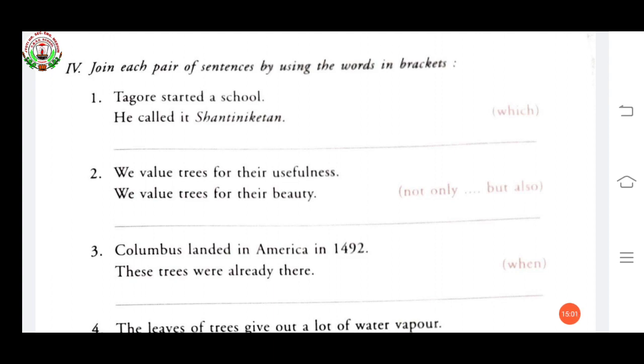Now see the next one. We value trees for their usefulness. We value trees for their beauty. Two things are there. And you have to add "not only but also". See, we value trees not only for their usefulness but also for their beauty. Again, I am repeating.